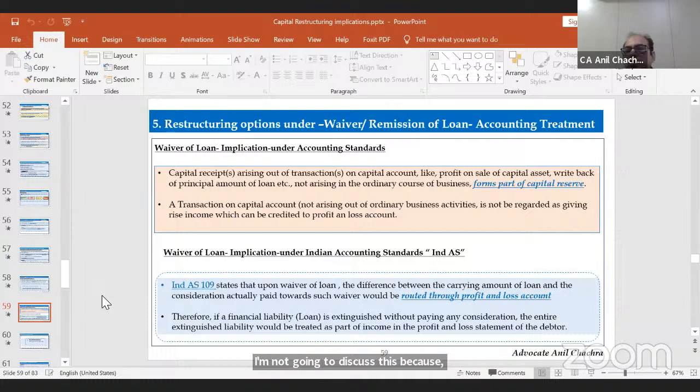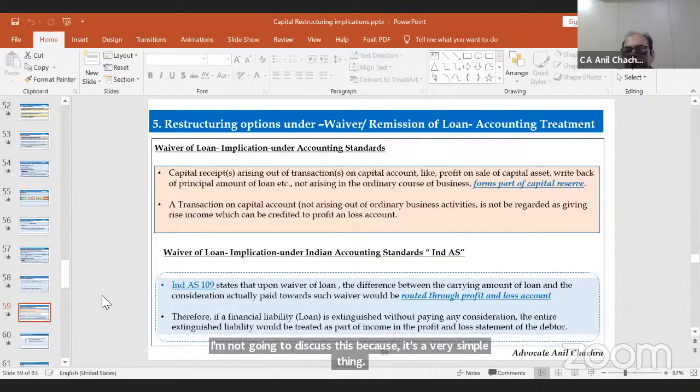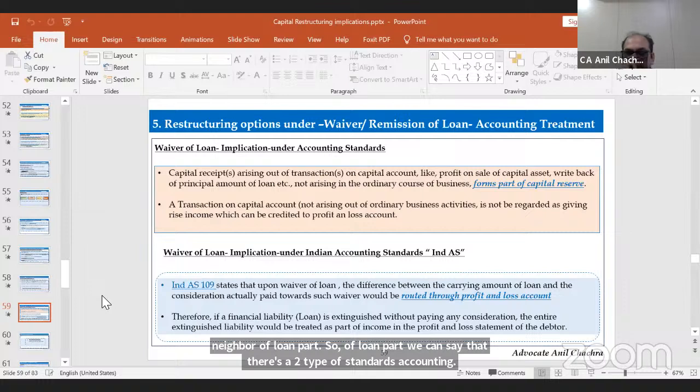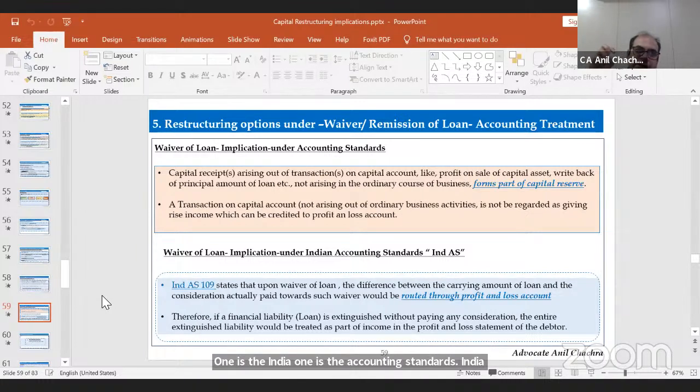I can discuss the accounting treatment for the waiver of loan part. There are two types of standards, accounting standards: one is Ind AS, one is the Accounting Standards. Under the Accounting Standards, you can take it into the capital reserve for the waiver of loan part. But Ind AS 109 says that waiver of loan can be routed through the P&L, right? So there's a difference in the accounting treatment between the Accounting Standards and Ind AS.